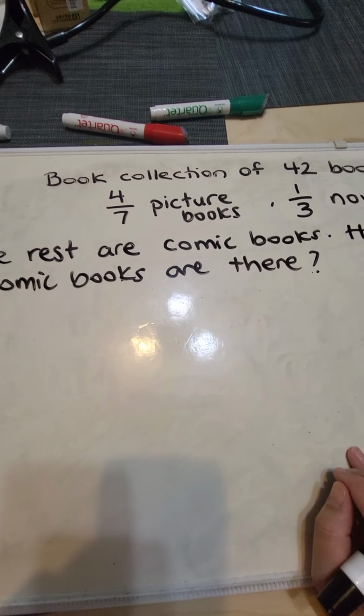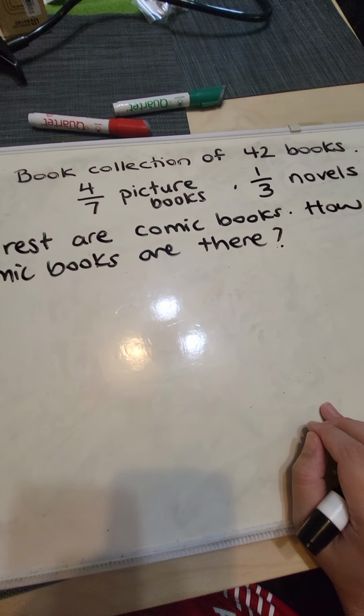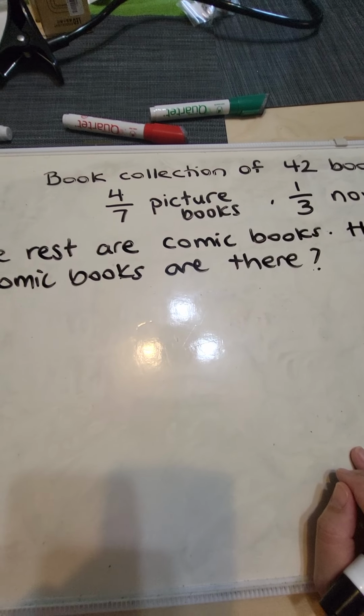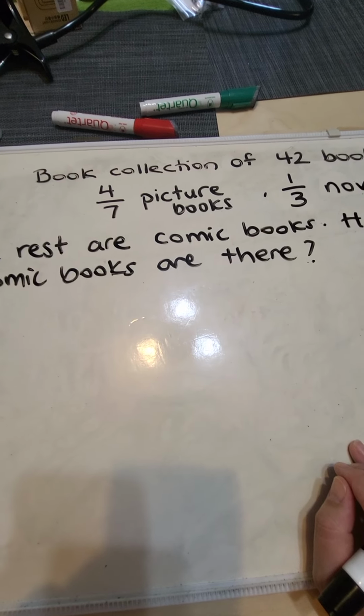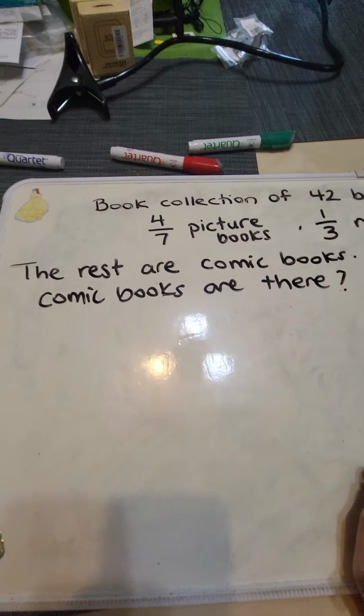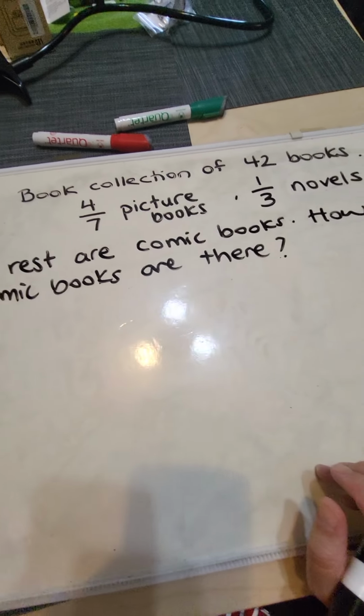So the little word problem we're going to start with is that there's a book collection, and the book collection has 42 books. This person has 42 books in their collection, and 4/7 of those books are picture books. 1/3 of those books are novels. The rest are comic books. How many comic books are there?